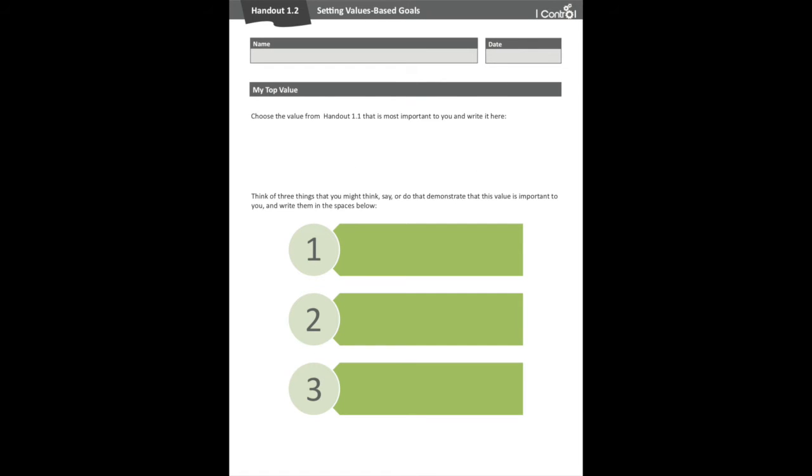Next, you are going to think about what type of goals you might set for your own values. Look back at the values you circled and pick the one value that is most important to you. Pause the video and write your most important value at the top of Handout 1.2. When you are done, press play.